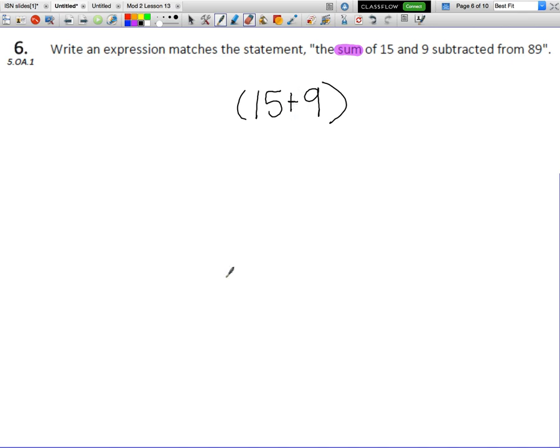Now read the sentence back to yourself. The sum of 15 and 9 subtracted from 89. That means you're taking it away from 89. So I start with 89, take away 15 plus 9. It is not 15 plus 9 minus 89. That would give you a negative number, first of all. But second of all, you're taking the sum from 89. So it's 89 minus the sum.